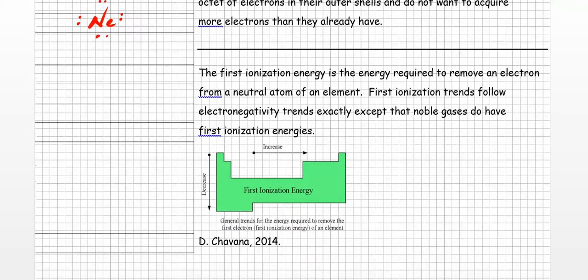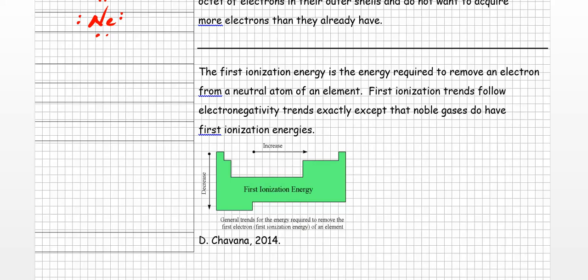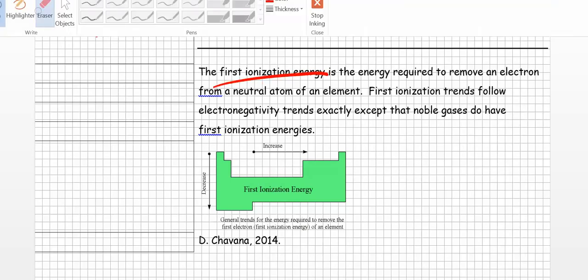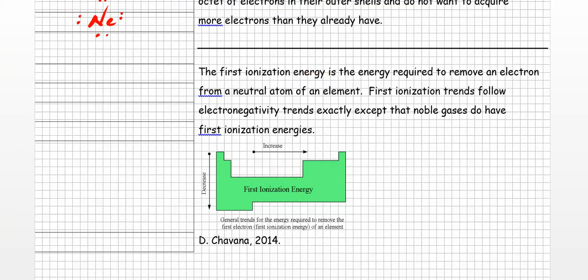So that's electronegativity in a nutshell. Let's look at now something called first ionization energy. What do we mean by first ionization energy? Well, first ionization energy is the energy required to remove a single electron from an atom. It's the energy required to remove an electron from an atom.